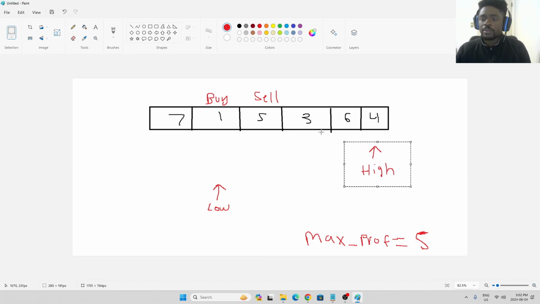and we compute that next profit, right? And when we do so, our next profit is going to be 3, because 4 minus 1 is 3, and 3 is not greater than our current maximum profit, so then we know that the maximum profit that we can achieve from this array will be 5. And why? Because 6 minus 1 is 5.